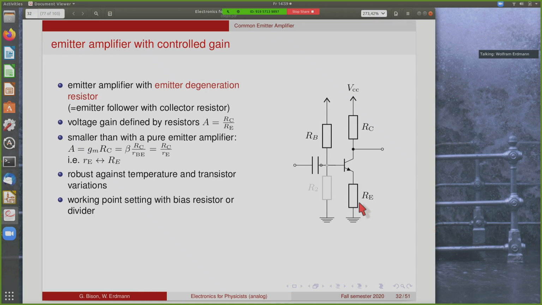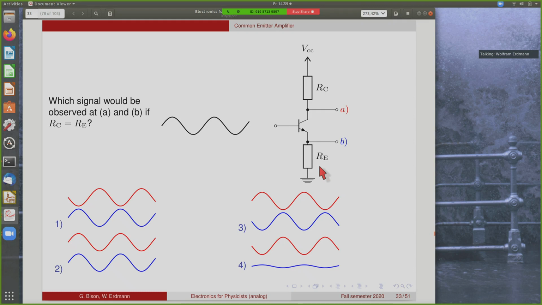So as before, we can set the working point for this with a bias resistor, or some people prefer to use a voltage divider. Then you have a bit more freedom where you can set this, and typically then the input signal is AC coupled. This is very similar to what you do during the exercises here. So an interesting thing happens when you make the two resistors equal, and maybe you can think for yourself what happens when you build such an amplifier where emitter and collector resistor have the same value. That's an interesting application.